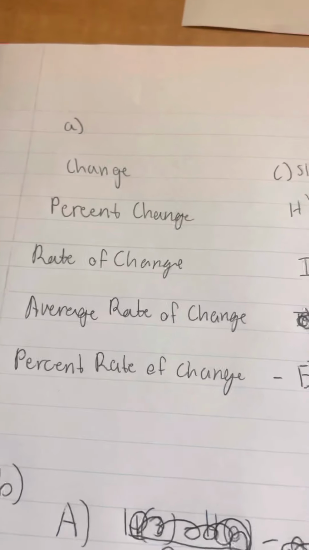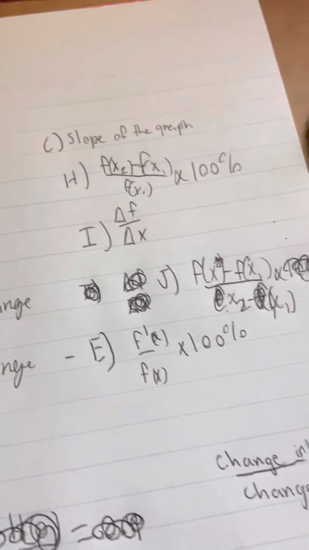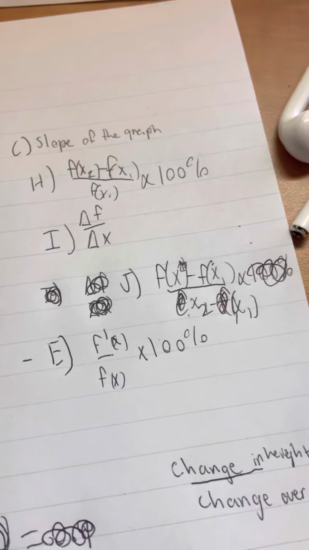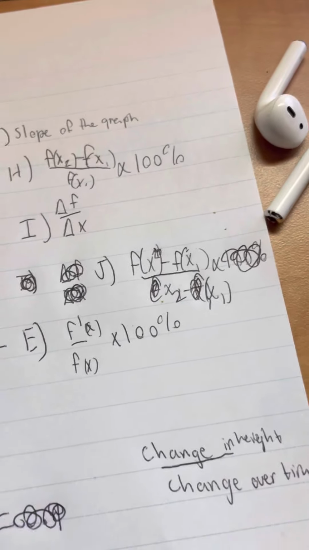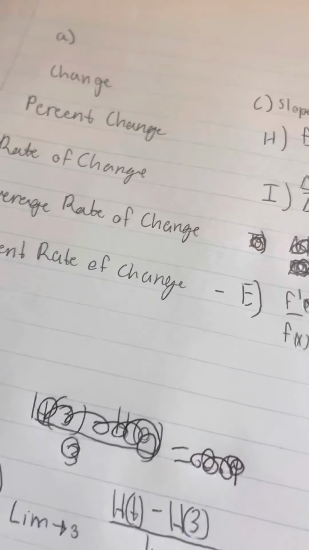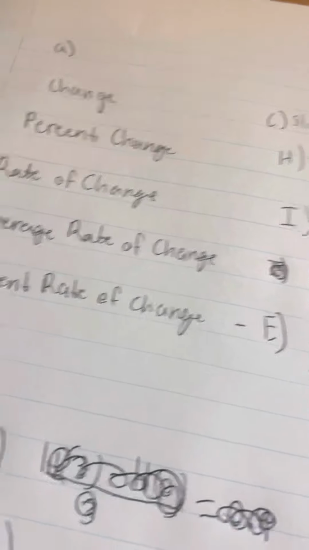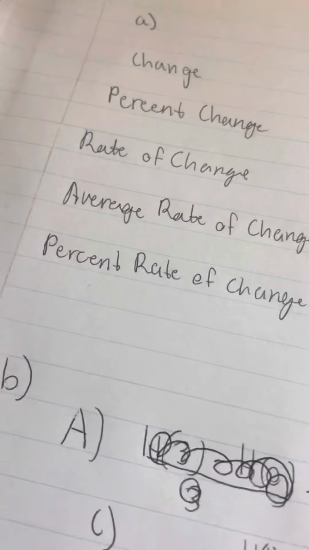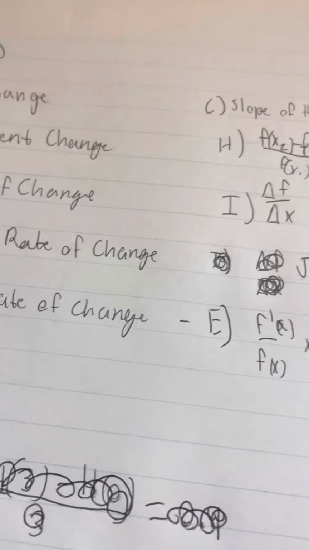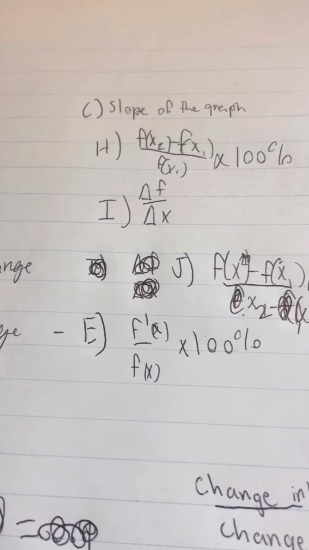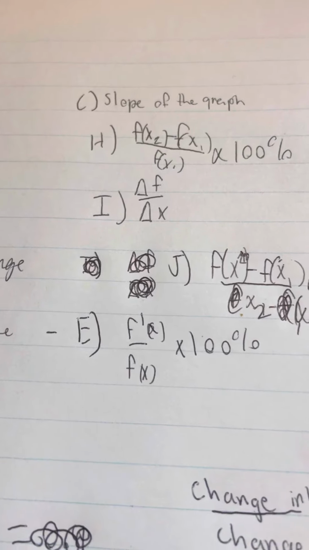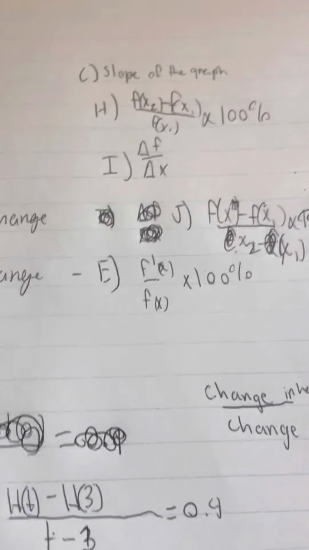Then average rate of change, which is f of x2 minus f of x1 over x2 minus x1, which is basically just the more complicated version of rate of change. Well, it's just the average of rate of change. Then percent rate of change is the newest thing we've learned, which is f prime of x, the derivative of f of x, over f of x times 100%.